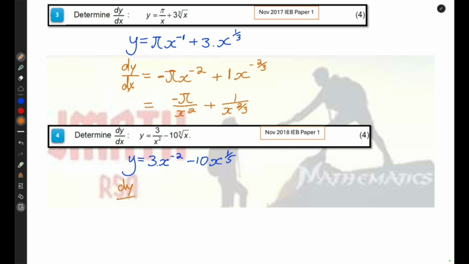So dy over dx would be equal to minus 6x to the power minus 3. Okay, I'm speeding up a bit because by now you know the power rule off by heart. So, and then I'm also going to say minus 10 times a fifth is minus 2x, and then a fifth minus 1 whole would give me minus 4 over 5. And in simplest form, that would be minus 6 over x cubed minus 2 over x to the power 4 over 5. Okay, each of these were 4 marks.